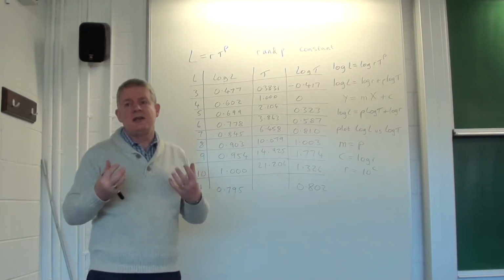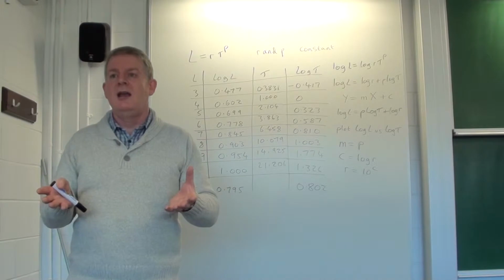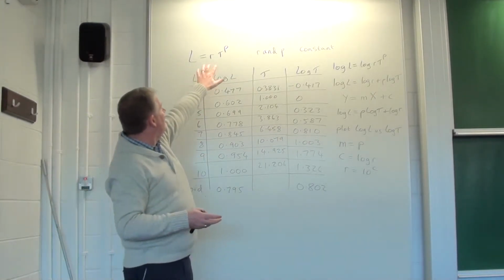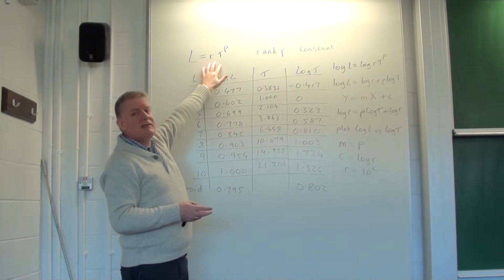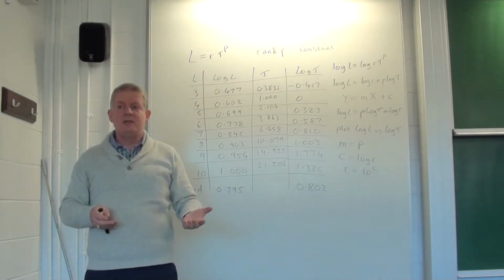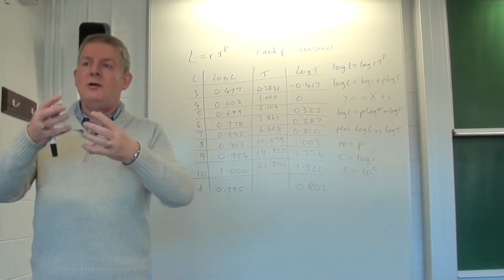And in order to have a straight line, you have to have it in the form of y equals mx plus c. That is not of the form y equals mx plus c. L equals R t to the power of P is an exponential. So we have to rearrange it.